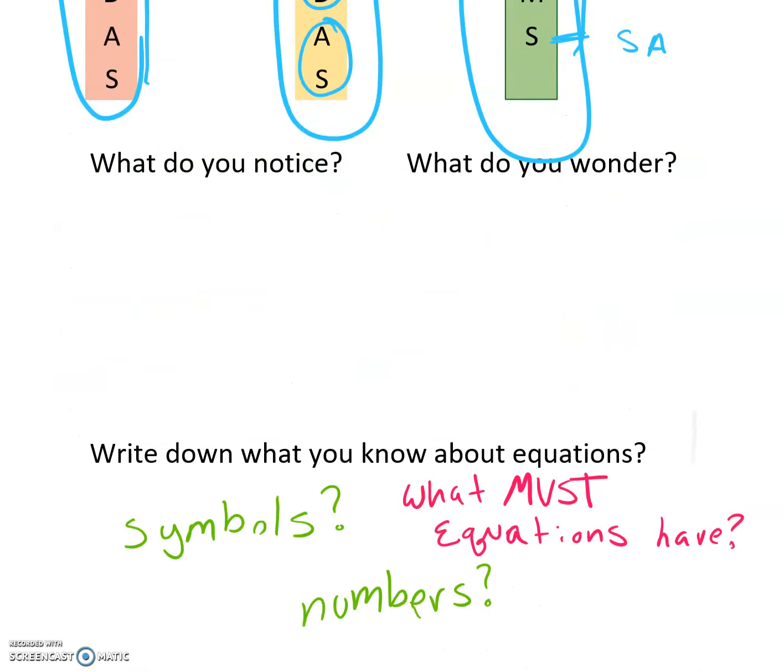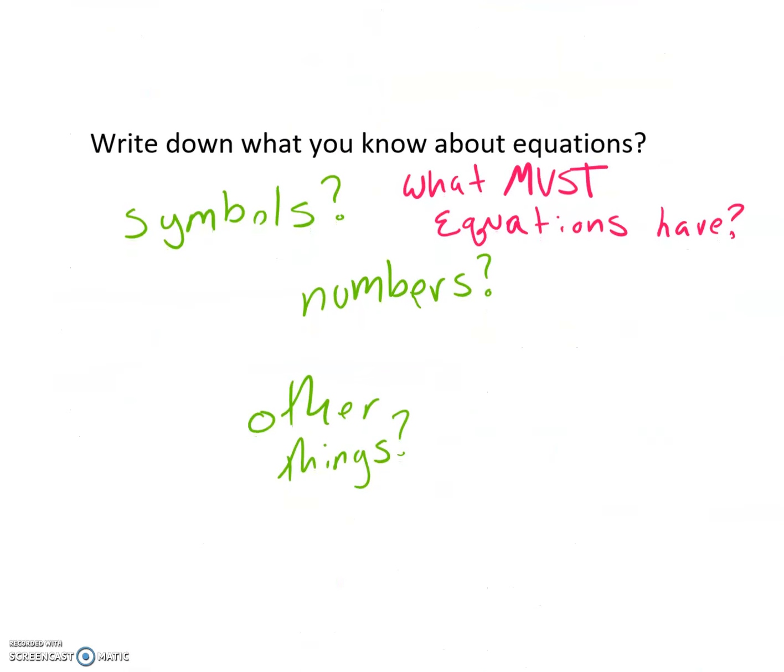The next thing we're going to talk about, and I want you to do, is on that same piece of paper, you are going to write down everything that you know already about equations. I want to know what must an equation have, what symbols might you see, what numbers might you see, is there anything else that you might see? Go ahead and pause the video now and write that down.